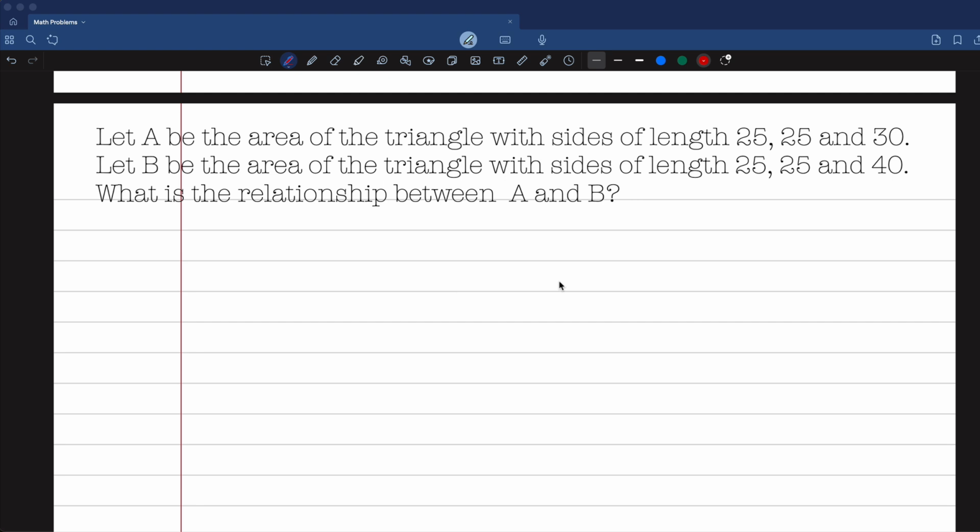Take a moment, try to solve this problem. It's a very interesting problem, and we can discuss it once you've gone through the process of productive struggle.